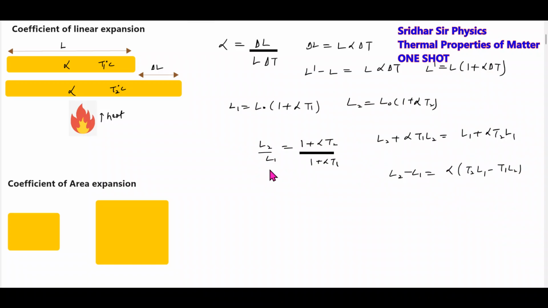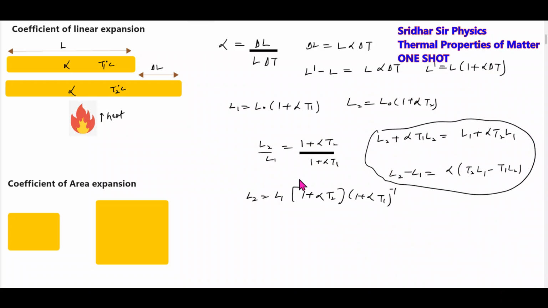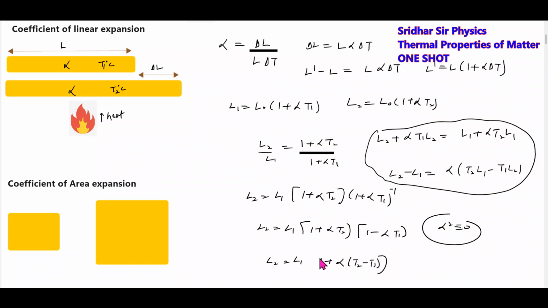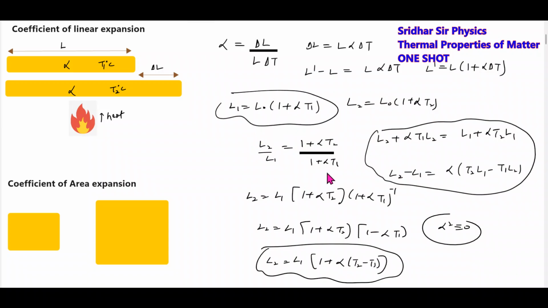There is one equation you should remember. Let me write it here. This will become 1 plus alpha T2 over 1 plus alpha T1, minus 1. There are some problems where we will use this method also. If I simplify it, 1 minus alpha T1, L1 times 1 plus alpha (T2 minus T1). Alpha squared will be negligible because alpha is very small. So there is one formula. With respect to 0 degrees Celsius, you can use this one. With respect to some T1 degrees Celsius you are comparing, this should be the formula. Try to remember this condition.